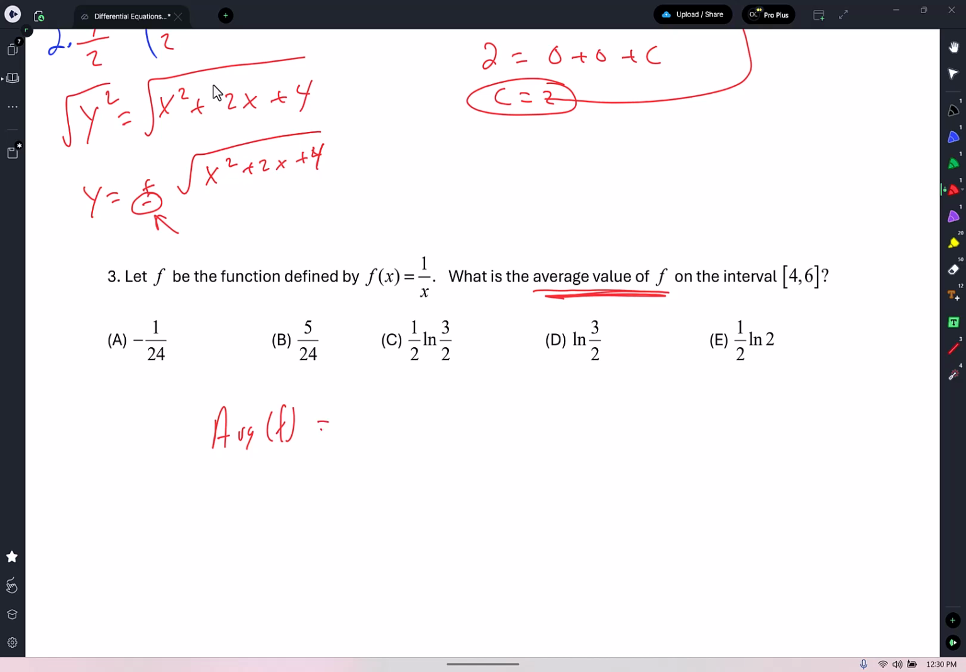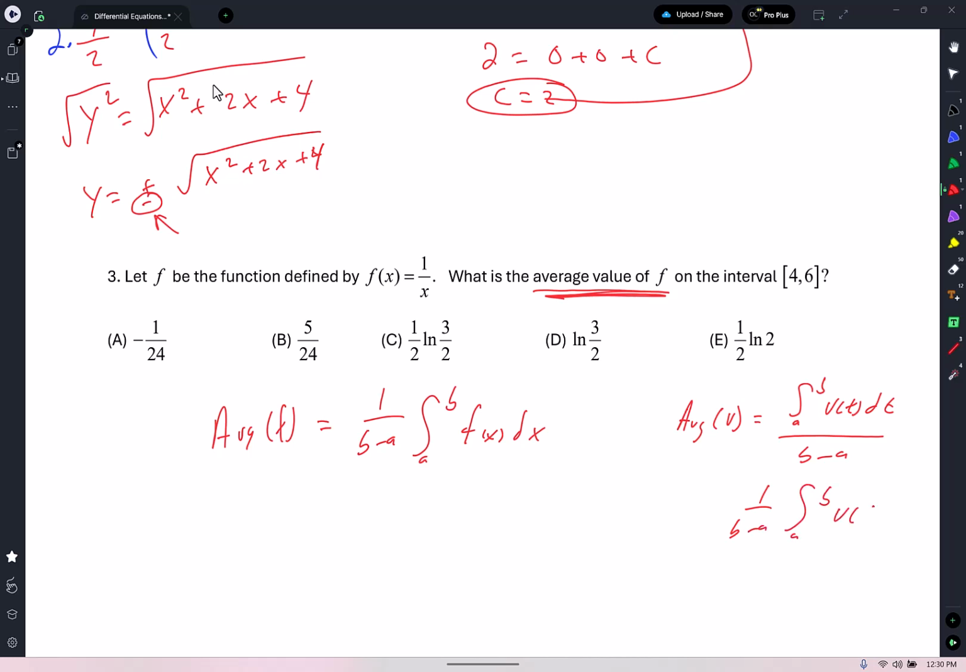All right, so average of f is equal to 1 over b minus a, integral from a to b of f of x dx. Don't be a robot. Remember how we derived that? We derived it from the average velocity. Average velocity is equal to displacement divided by time, and displacement is equal to integral from a to b of v of t, and then b minus a. It looks cleaner when you go like this.